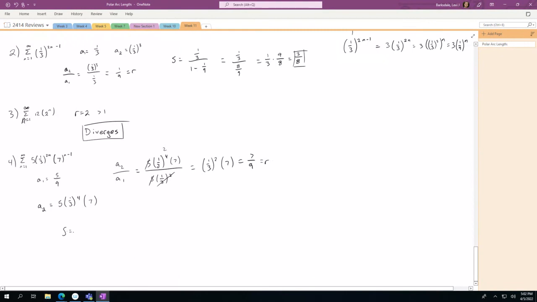And of course, my sum is just equal to my first term, 5/9, divided by 1 minus 7 over 9. My series is going to converge because 7/9 is smaller than 1. And this is 5/9 divided by 2/9, which is equal to 5/2.